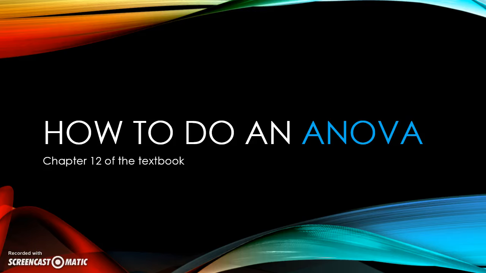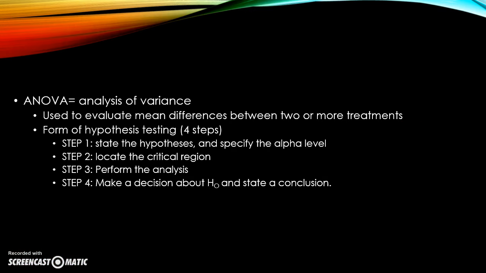Today I will be showing you how to do an ANOVA from chapter 12 of the textbook. ANOVA stands for Analysis of Variance. It's used to evaluate mean differences between two or more treatments. It's a form of hypothesis testing, and there are 4 steps which are taken from the chapter.